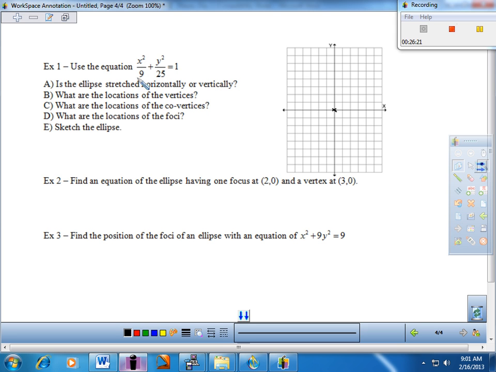Now remember, just be very clear. Because it's the addition of the two fractions, the order in which they're placed does not matter. Just because the x comes first here, just because I wrote it that way, doesn't necessarily mean it's stretched horizontally. It could, but it doesn't necessarily mean. How do I know which way it's stretched? It's by the numbers underneath the variables. In this case, the larger number is under the y, so it's going to be stretched vertically.